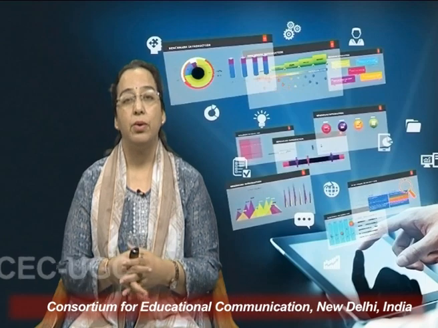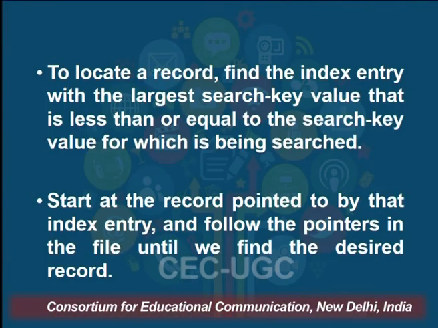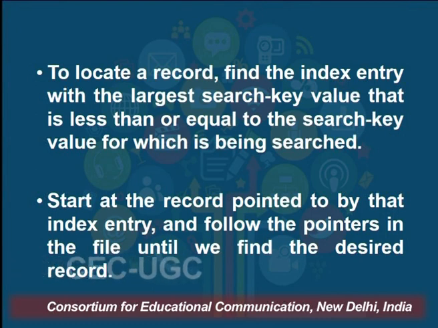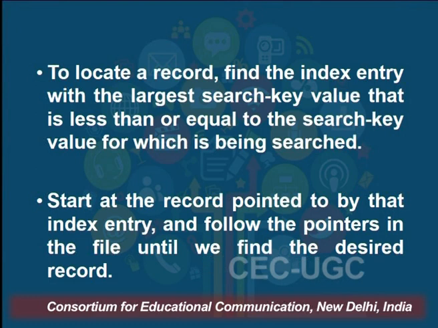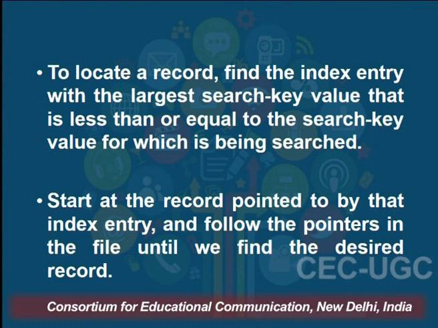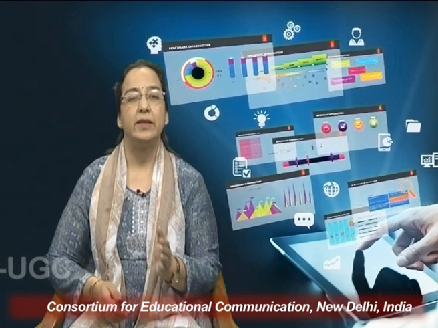Now, in order to locate a record, we need to find the index entry with the largest search key value. This is what I am talking about for the sparse indices. In order to locate a record, we need to find the index entry with the largest search key value that is less than or equal to the search key value being searched, and we start at the record pointed to by that index entry and follow the pointers in the file until we find the desired record. Let us take this with the help of an example.